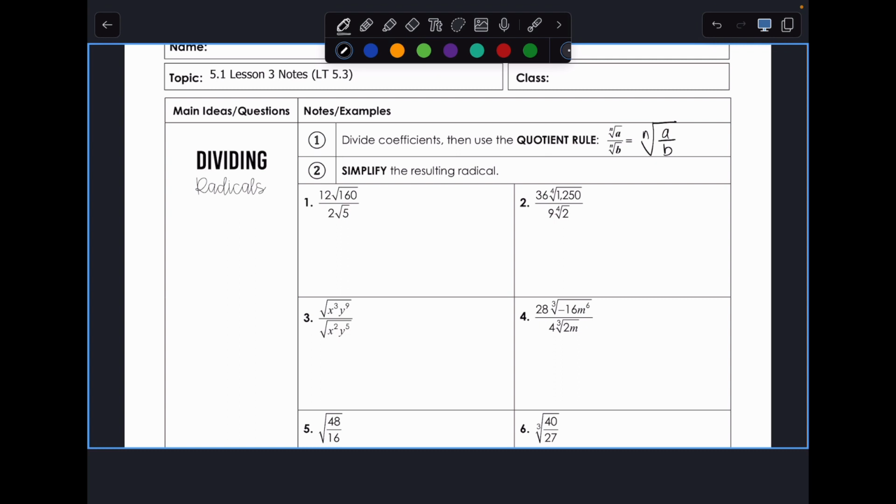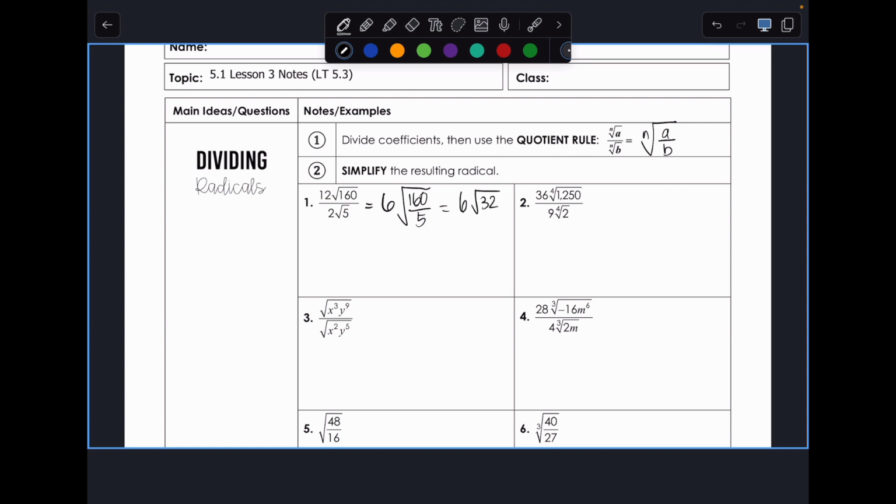So here we go. What's 12 divided by 2? So easy. We're going to go ahead and write that 6 as a whole number, okay, because 6 over 1 is the same thing as 6, right? What's square root of 160 over square root of 5? We're going to put it into one big house of 160 over 5. What's 160 divided by 5? 32 is what that is. So we have 6 rad 32.